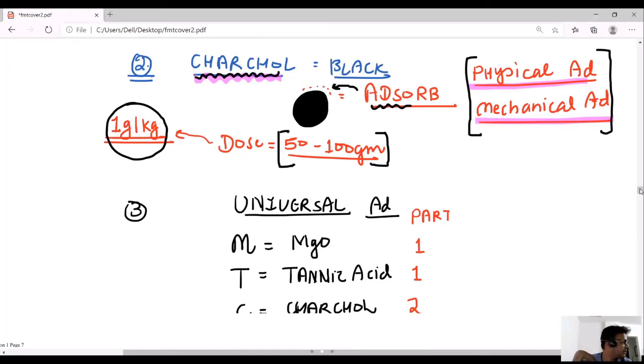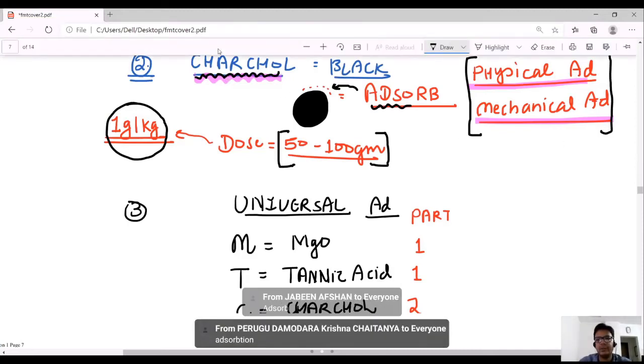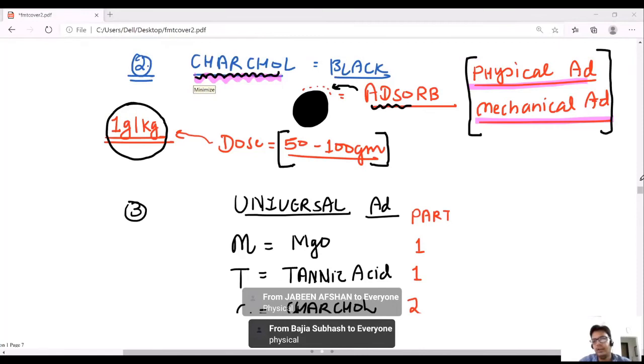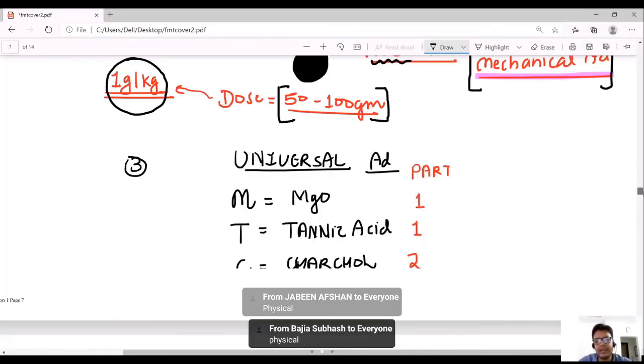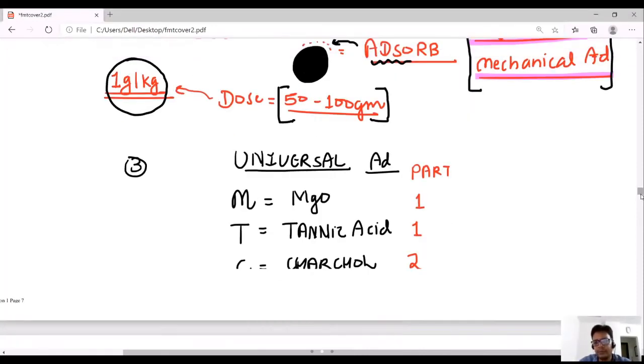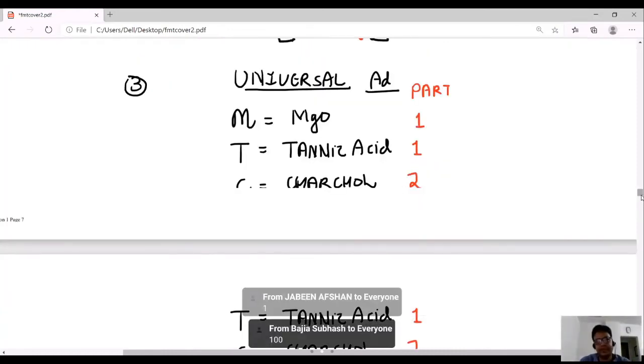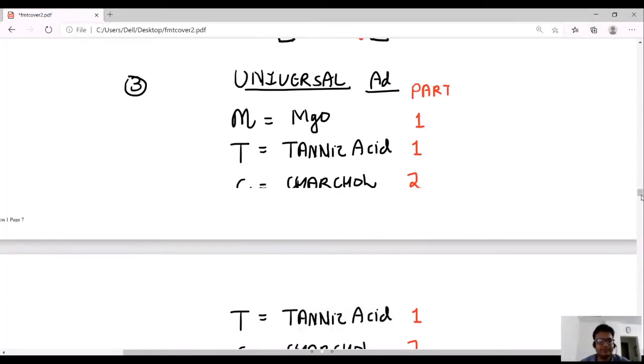Doctor, revise with me: what is the mechanism of charcoal, absorption or adsorption? Write down, absorption and adsorption. It is adsorption. It is an example of which antidote? Physical or physiological? Yes, it is a physical antidote. What is the dose of charcoal in gram per kilogram? It is 1 gram per kilogram. Very good. This is charcoal.